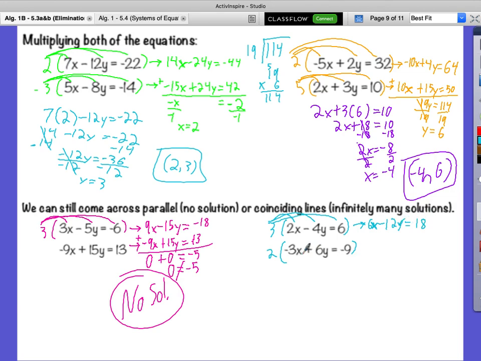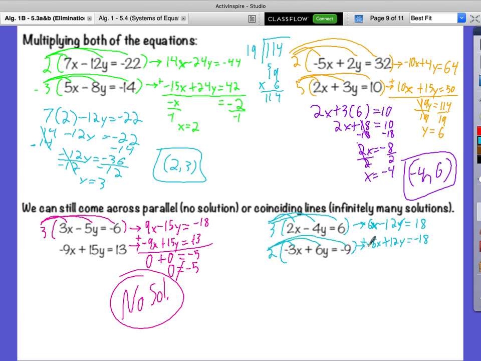Okay. So the bottom one, what's 2 times negative 3x? Negative 6x. What's 2 times 6y? 12y. Okay, from the top of it. 18. And it will be negative 18. 2 times negative 9 is negative 18.